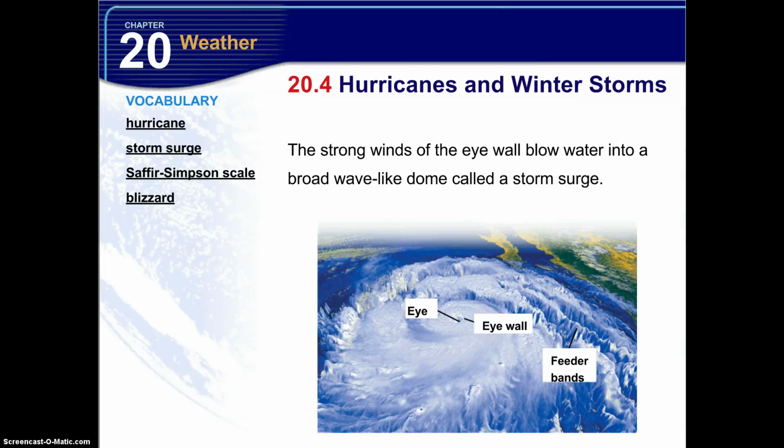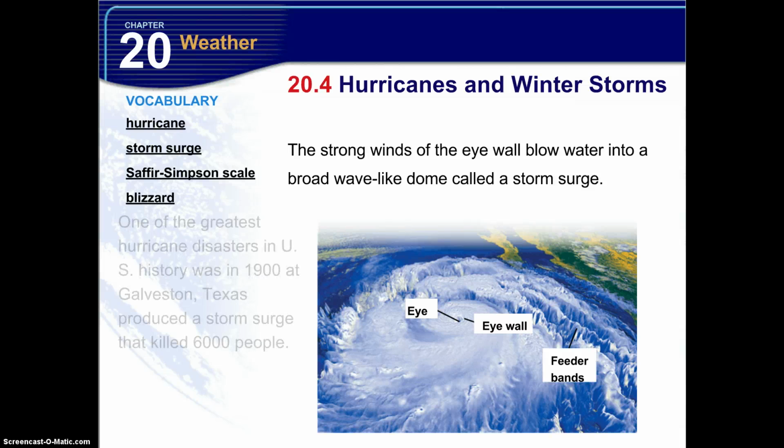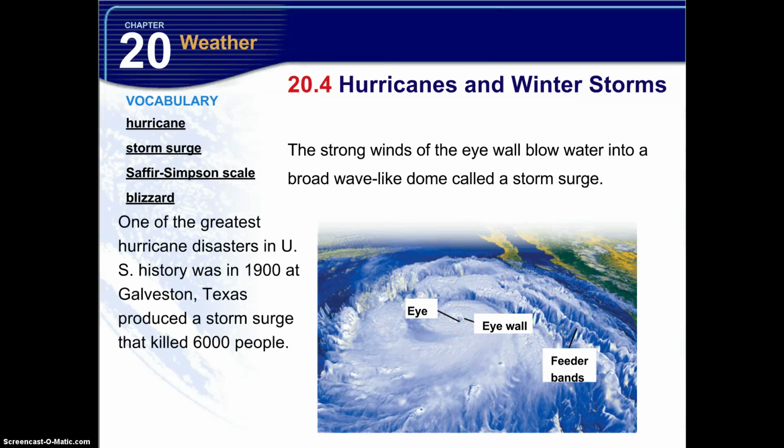Now the strong winds of the eye wall blow water into a broad wave-like dome called a storm surge. One of the greatest hurricane disasters in U.S. history was in 1900 at Galveston, Texas. It produced a storm surge that killed 6,000 people. So that storm surge produces all the flooding.